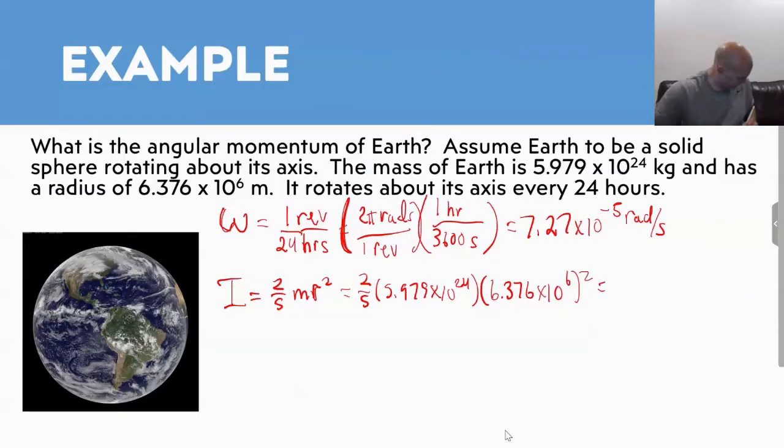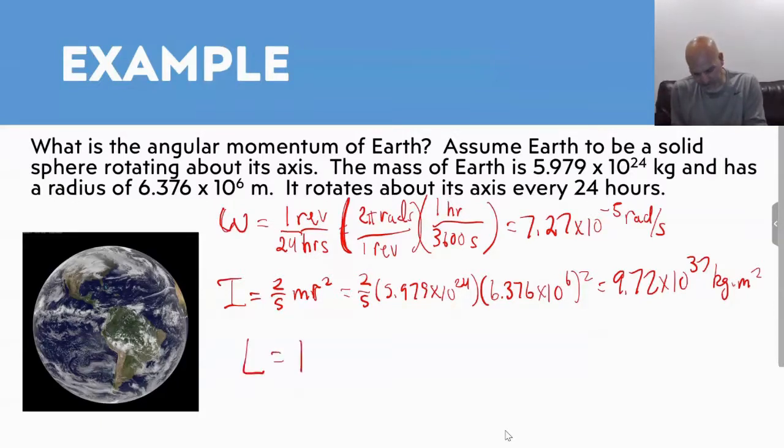And I didn't calculate this number on my sheet, so I'm going to pull out my calculator. So I have 0.4 times 5.979 exponent 24 times 6.376 exponent 6 squared. So I have a value of 9.72 times 10 to the 37th, and it's going to be kilograms times meters squared. That's the unit for a moment of inertia.